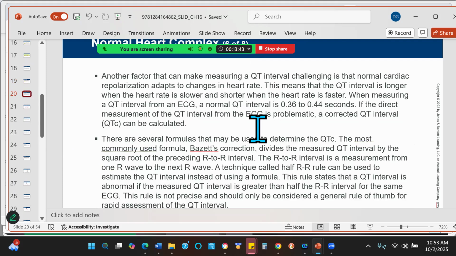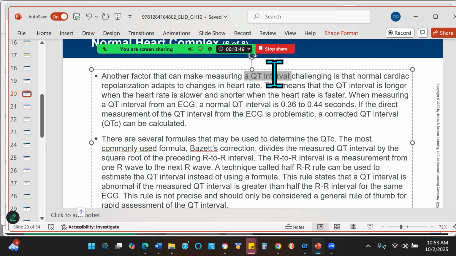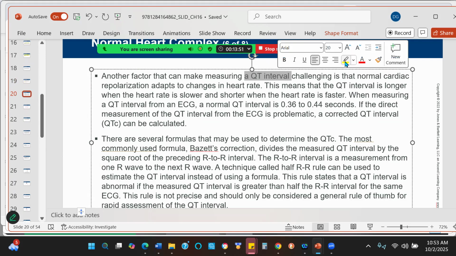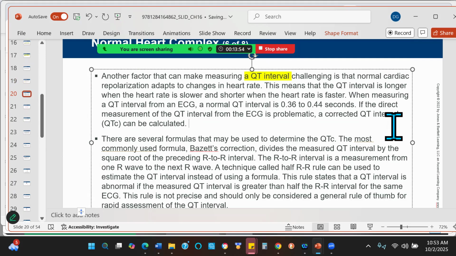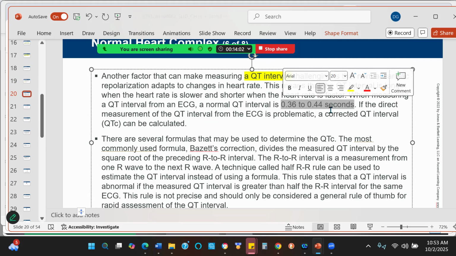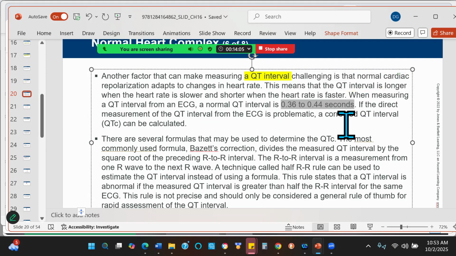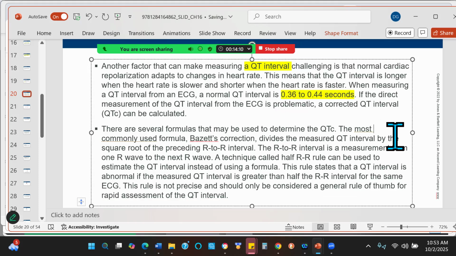And let's see here. Another factor, we measure the QT interval. It's an interesting one, and that can tell us important things about the heart's contraction. The QT is longer when the heart rate is slower. When measuring a QT interval, the normal is up to 0.44 seconds. If it's longer than that, that tells us something is going wrong with the repolarization of the heart. And exactly what that is will have to be determined in other ways. But we do look at the QT interval. Probably the most important interval is the PR interval. The QT interval would be next.